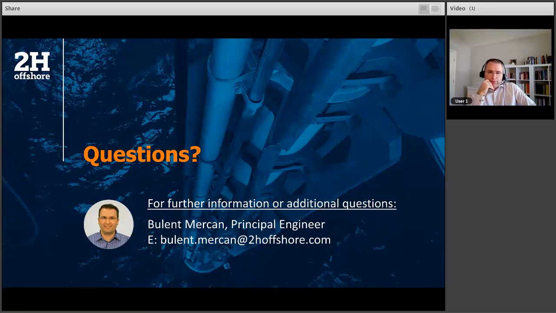Next question. Would it make sense to use this type of device on an SCR or an FLWR? Yes, we commonly use them. We perform a lot of monitoring campaigns on these riser systems using these sensors. We have a lot of examples, and if you are interested, I can give you more information on that. Yes, we use them a lot.